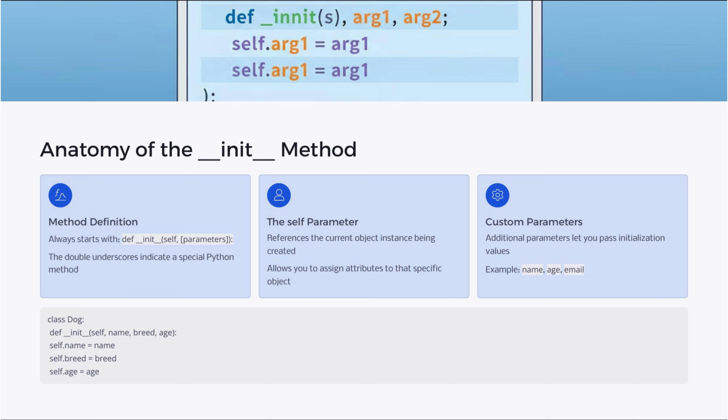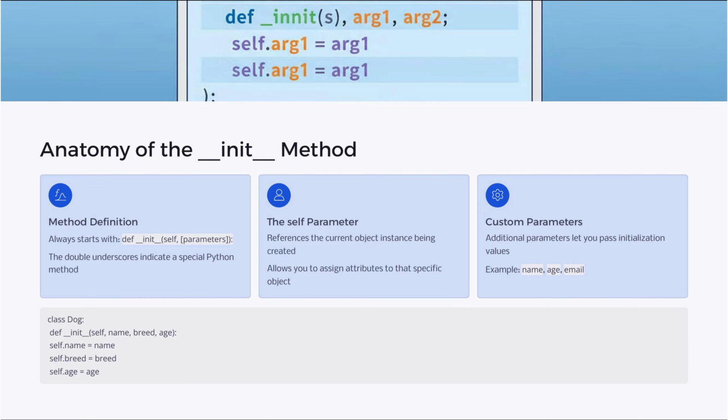The __init__ method begins with def __init__(self, parameters), using double underscores to denote its special status in Python. The self parameter refers to the current object instance, enabling attribute assignment. Custom parameters like name, age, or email allow for specific initialization.